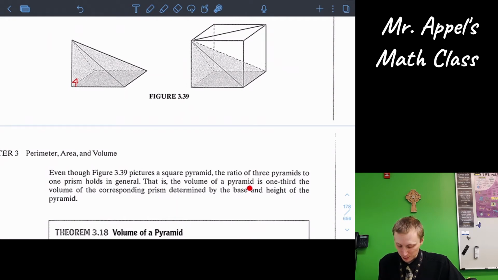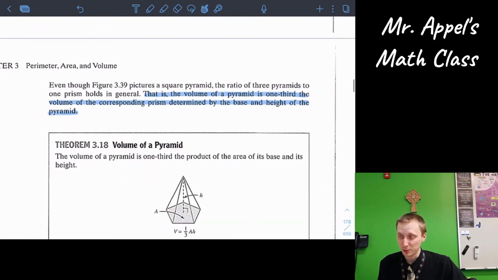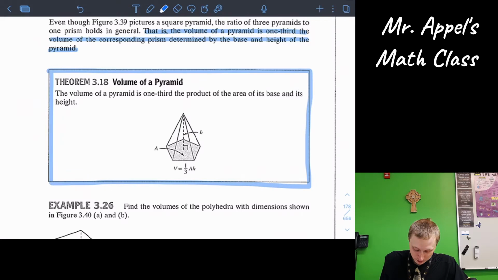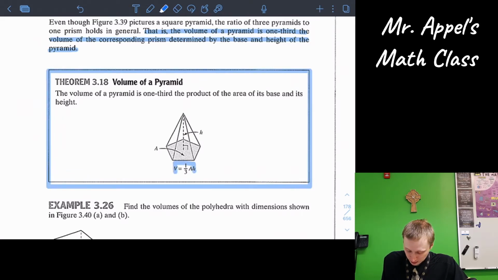That is, the volume of a pyramid is 1/3 the volume of the corresponding prism determined by the base and height of the pyramid. Right? So that specific case helps you visualize it, but from very careful measurement and extrapolation, we can determine this holds for any type of pyramid, even one with a funny pentagonal base such as this. So here is our next theorem for the volume of a pyramid, the corresponding formula to add to your notes there: 1/3 area of the base times the height.